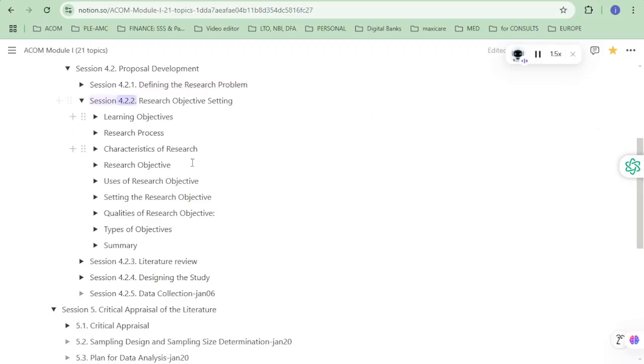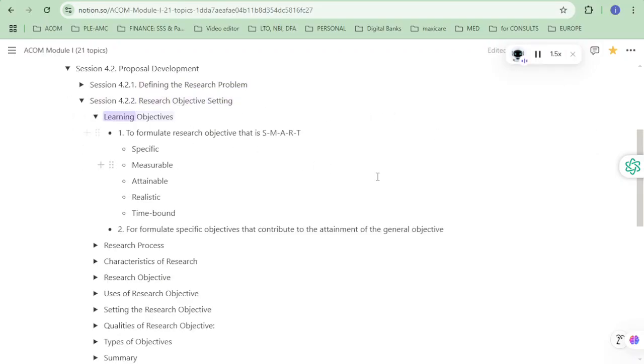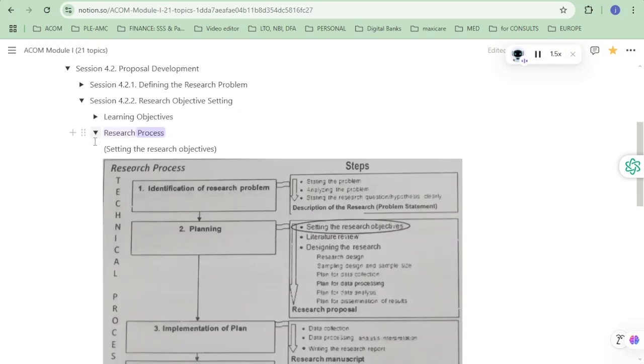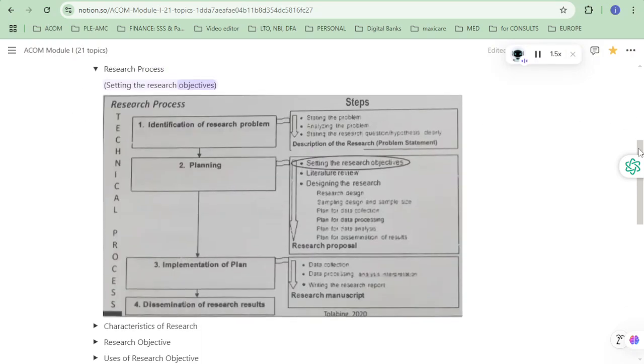Session 4.2.2. Research Objective Setting. Learning objectives: 1. To formulate a research objective that is SMART: Specific, Measurable, Attainable, Realistic, Time-bound. 2. Formulate specific objectives that contribute to the attainment of the general objective. Research process: setting the research objectives.